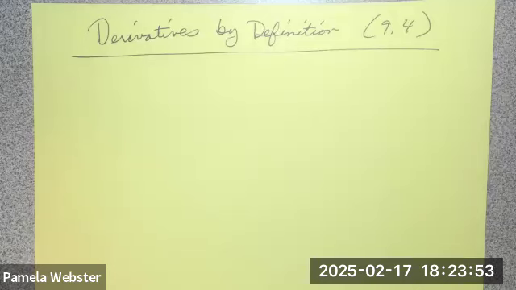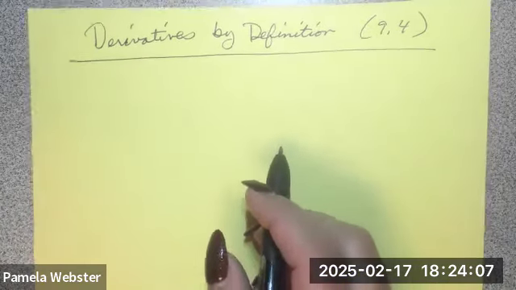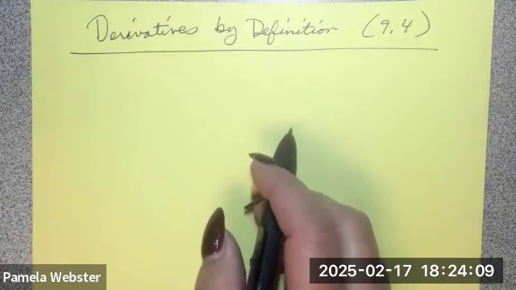Okay, everybody. Today we're going to start in on derivatives. We're going to do first the derivative by definition, and we're going to talk about the concept of what's going on, and then we'll get into some of the formality of how all of this stuff works.